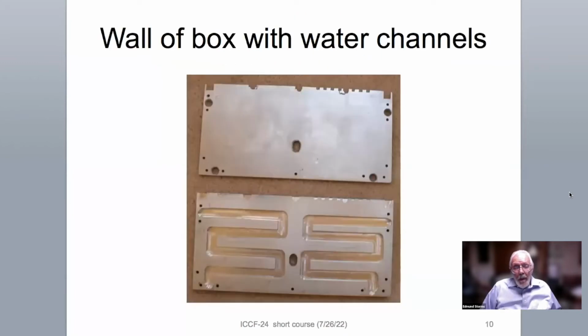Here's an example of the water path, the slots that were machined into a piece of aluminum, a half inch thick. And there's another piece of aluminum the same size that is then bonded using epoxy to this water-cooled aluminum part in order to seal the water. And all sides are done the same way, and the design is such that the water can pass from one side to the other.